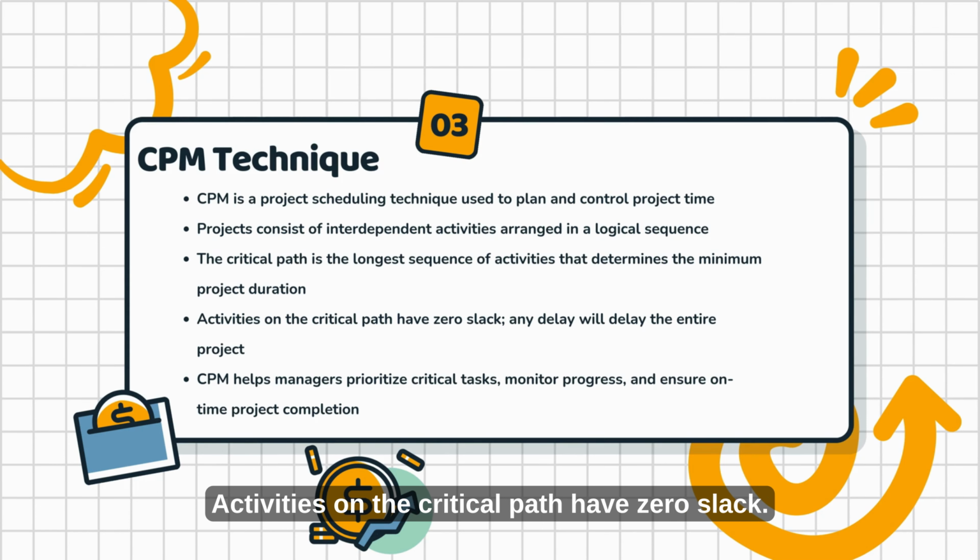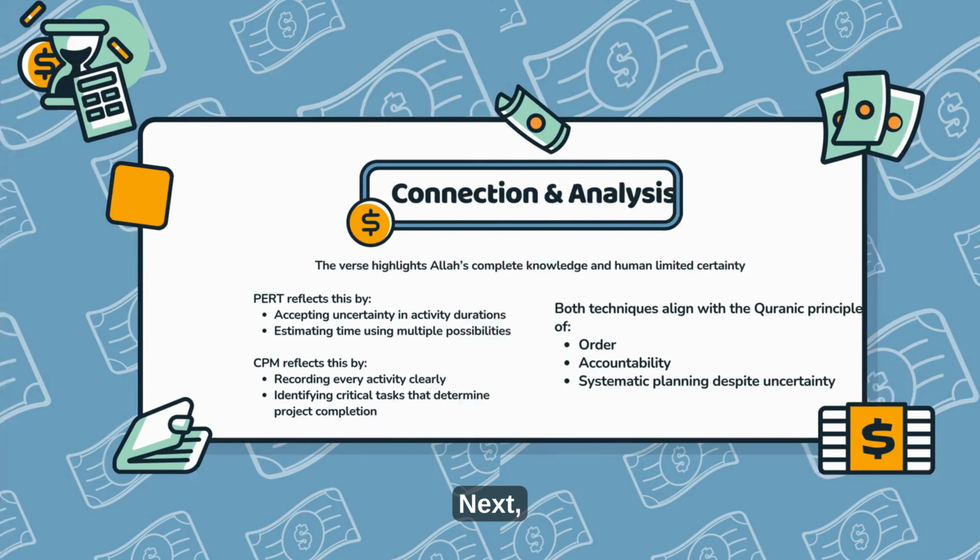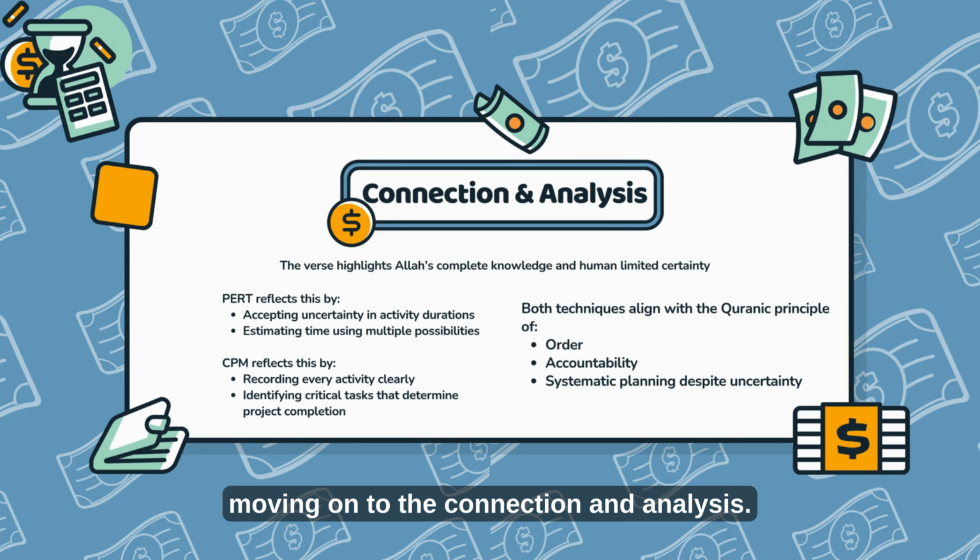Activities on the critical path have zero slack, which means any delay in these activities will directly delay the whole project. Therefore, CPM helps managers focus on the most important tasks, monitor progress effectively, and ensure the project is completed on time. Next, moving on to the connection and analysis.